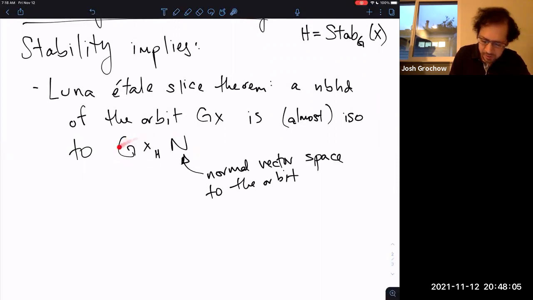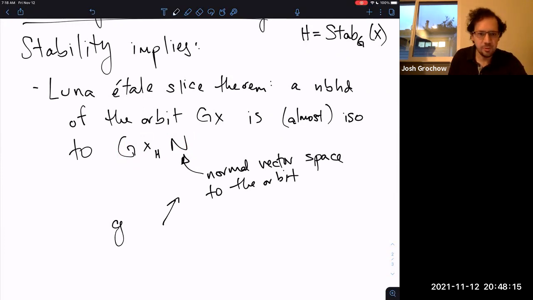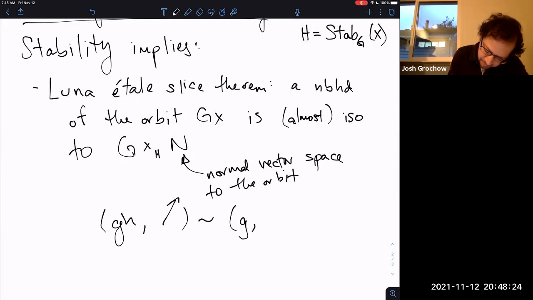Okay, and what this notation is telling you is it's sort of looking at pairs of normal vectors and group elements, but where you can sort of pull the H through. So if I had an H here, it's looking at pairs like this, but where in this space, this is equivalent to H acting on this normal vector.